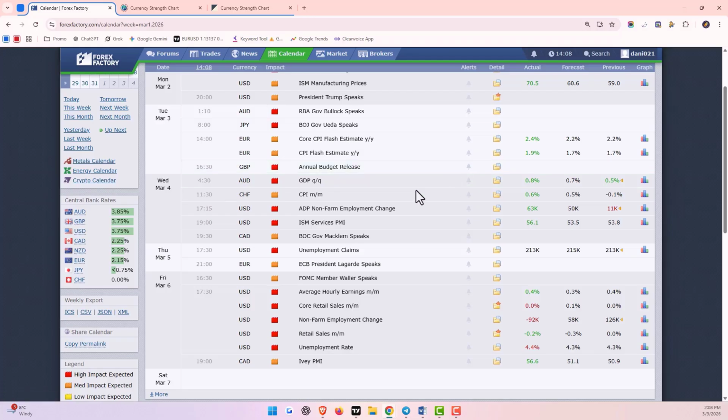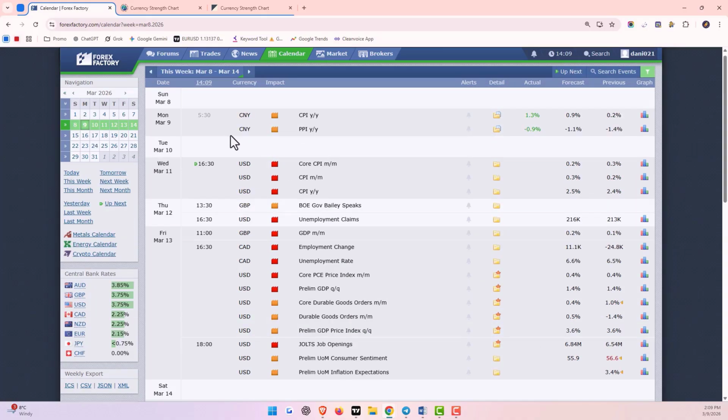We are currently reviewing the economic calendar. On the last trading day of last week, March 6th, important economic news was released for the US dollar, the most significant of which was the non-farm employment change, which came out at 92,000. As a result, we saw a sharp weakening of the US dollar in the short term. However, this week you can see that there will not be any major economic news for the Japanese yen.